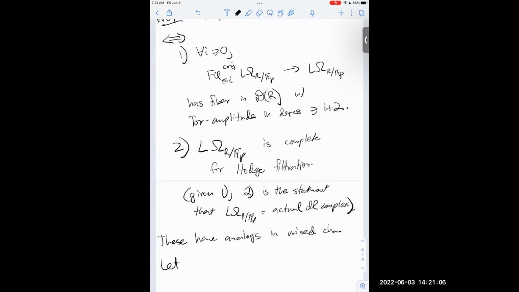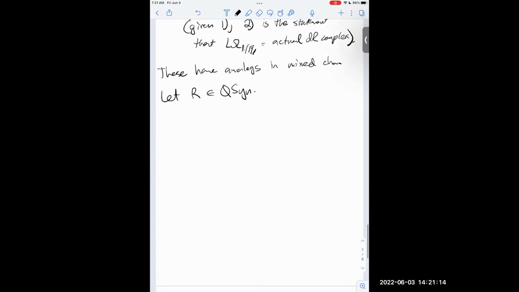So first of all, let me just work with quasi-syntomic rings throughout. So let R be a quasi-syntomic ring. Now let me scroll up perhaps. As in yesterday, we have the prismatic complex of R, prismatic cohomology. This is now going to be some object in the p-complete derived category, and it comes with a Frobenius phi endomorphism.